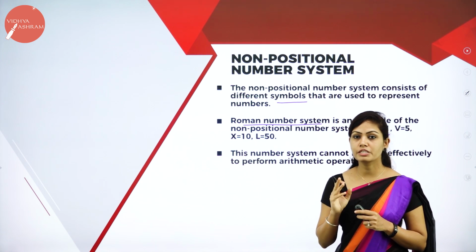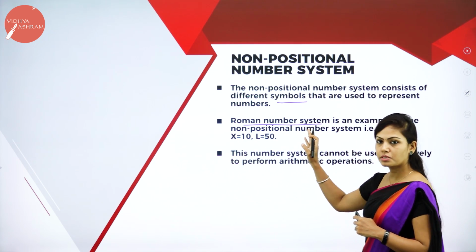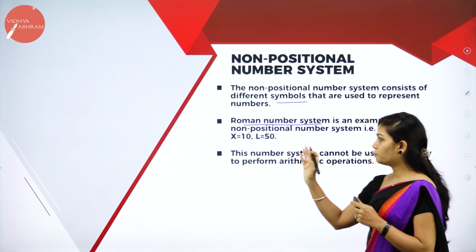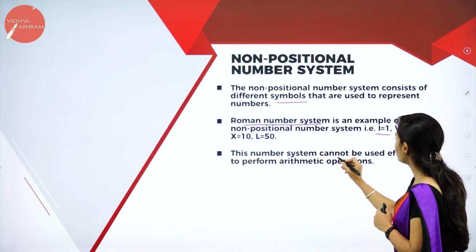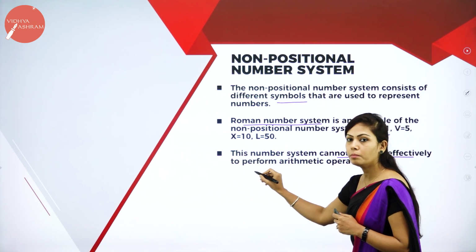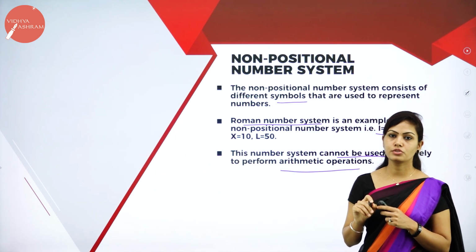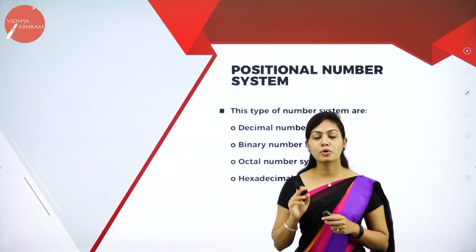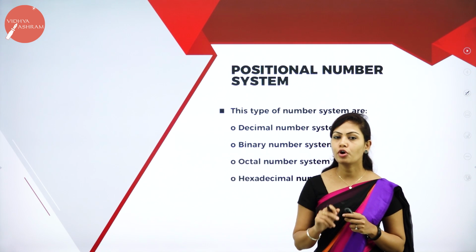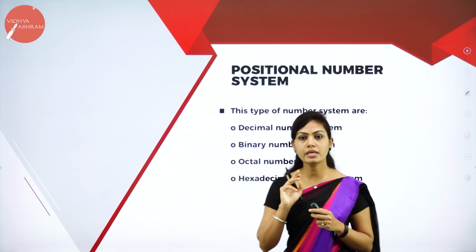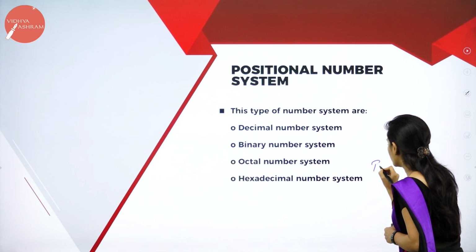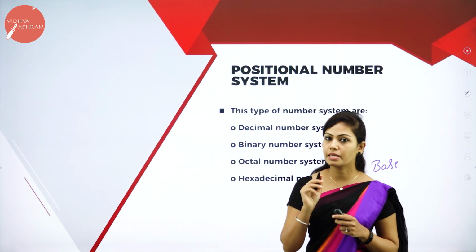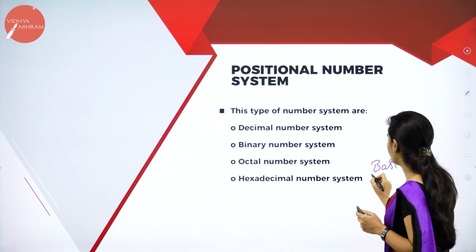To overcome these difficulties of Roman number system, they have introduced one positional number system. So non-positional number system cannot be used effectively to perform arithmetic operations. To overcome this problem, they have introduced one positional number system. In positional number system, the placements or value of digits is represented by base value.